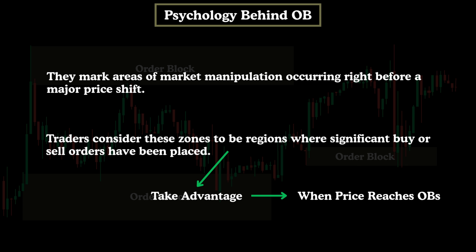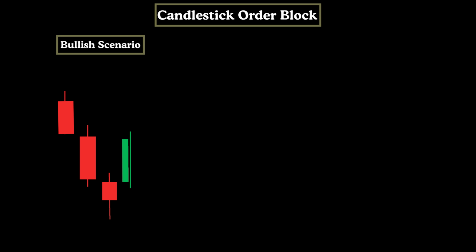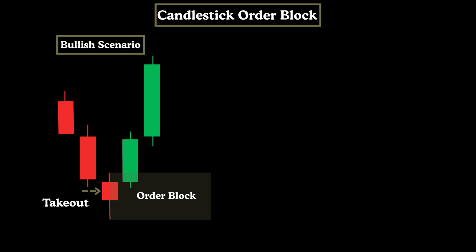Now, let's move on to the next topic and explore how to spot a valid order block using candlestick patterns, along with the different scenarios you might come across when identifying candlestick-based order blocks on the chart. In a bullish setup, a candlestick-based order block is identified as the final bearish candle before the price begins a strong upward surge. This candle often dips below or successfully sweeps the liquidity from the lowest point of the preceding candle. For instance, in the bullish diagram, we highlight this red candle as a valid order block.